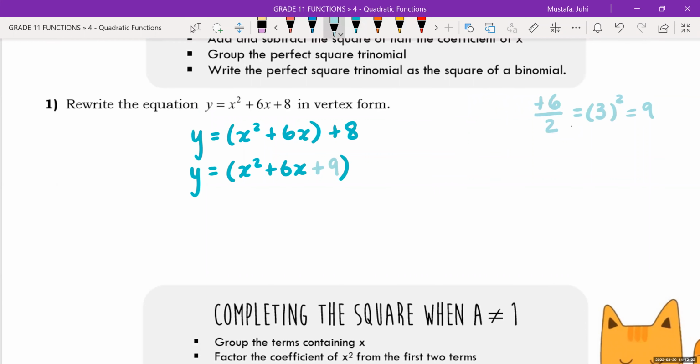And we're going to say to ourselves, we can't randomly add a number to an equation without changing the value of that equation. That's not allowed in math. You're not allowed to just go ahead and add numbers. So how do we balance that out? If we've added 9, what can we do to balance it? Good. So we're going to subtract 9 right after.